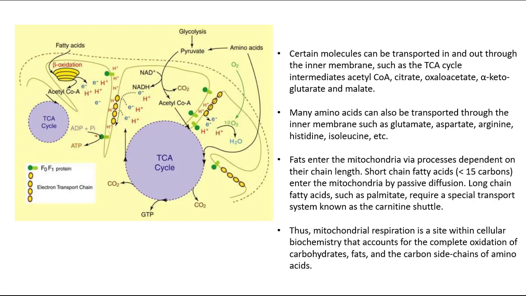Short-chain fatty acids, less than 15 carbons, enter the mitochondria by passive diffusion. Long-chain fatty acids, such as palmitate, require a special transport system known as the carnitine shuttle. Thus, mitochondrial respiration is a site within cellular biochemistry that occurs for the complete oxidation of carbohydrate, fat, and the carbon side chain of amino acids.